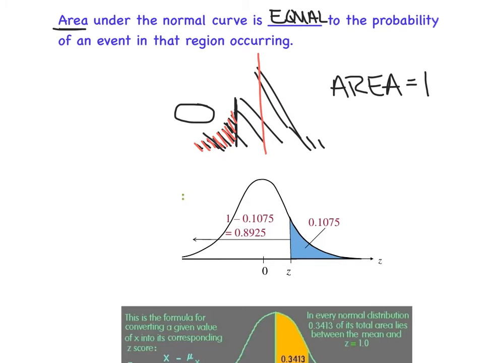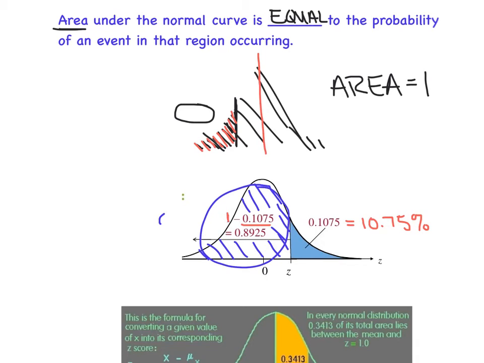Another example really quick is here we've shaded everything above the z-score or to the right of the z-score, and the area is 0.1075. So we would then say the corresponding probability is 10.75%. Or because we said everything has to add up to 1, if I subtracted that number from 1, that would tell me the area of everything on the other side of the graph here. So the probability that it falls in this section is 89.25%.